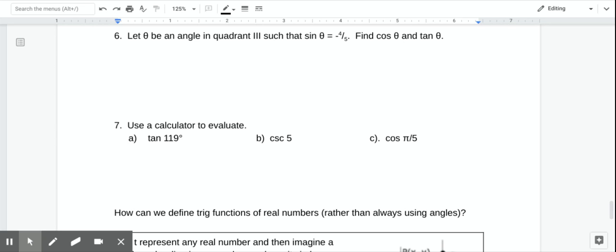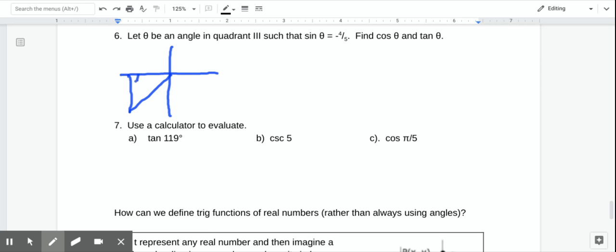For number 6, we have theta. It's an angle in quadrant 3, and we know that the sine of theta is negative 4/5. We want to find cosine and tangent. So let's go ahead and draw this. So we are in the third quadrant, somewhere over here. So we'll draw this triangle.